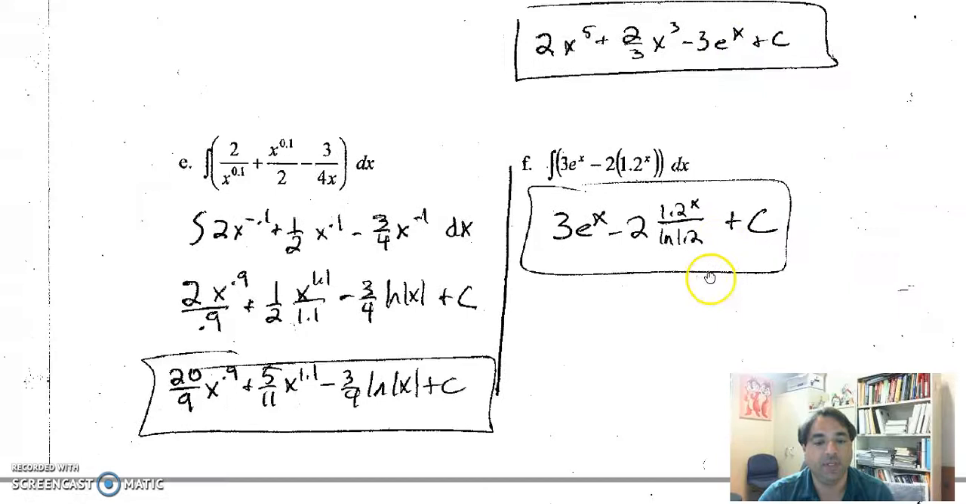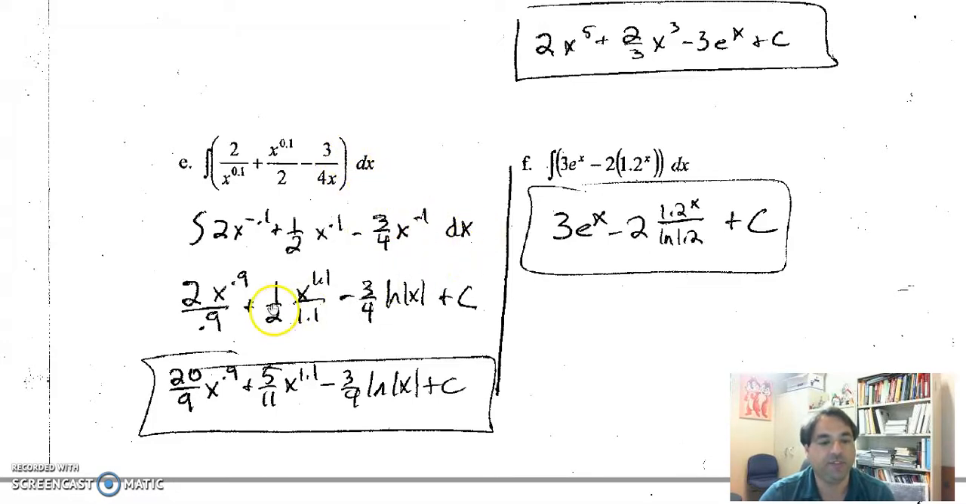The last two. So we have the integral of 2 over x to the 0.1 plus x to the 0.1 over 2 minus 3/4 x in the denominator with respect to x. Need to rewrite this one first. So still doing the integral, haven't done it yet. 2, but instead of x to the 0.1 in the denominator, move it up, 2x to the negative 0.1 plus, I can have a 1 over 2, which is 1/2 x to the 0.1 minus 3 over 4 is 3/4.